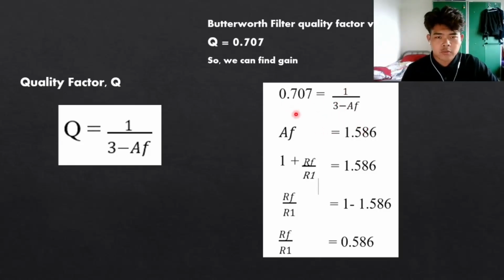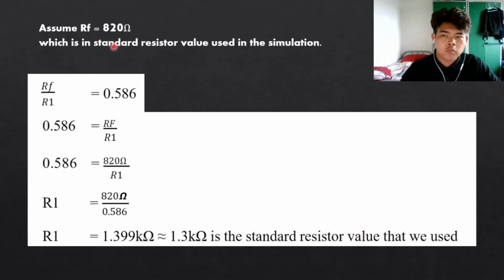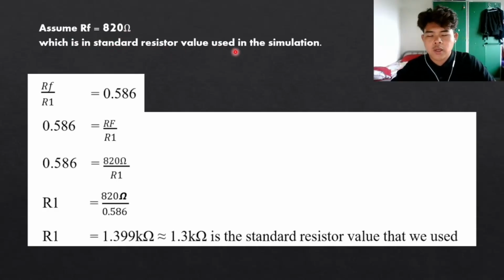So AF, we bring to the left side, and we minus it with the given value, and then from here on out, we change it to RF over R1. So 1 plus RF over R1 equals 1.586, and then we move 1 to the right side, minusing the value of 1.586. We get RF over R1 equals 0.586. From here we assume that the value of RF is 820 ohms, which is a standard resistor value used in the simulation that we will show a little bit later.